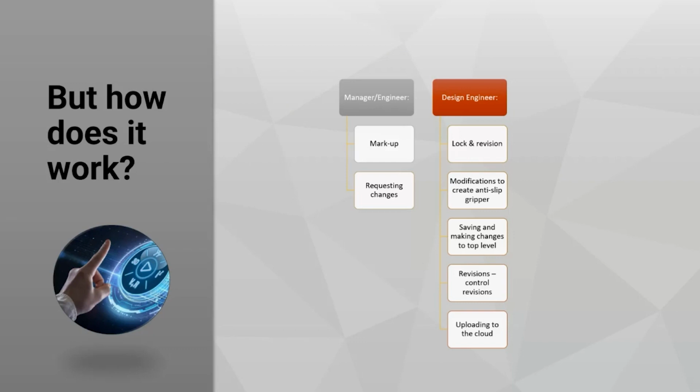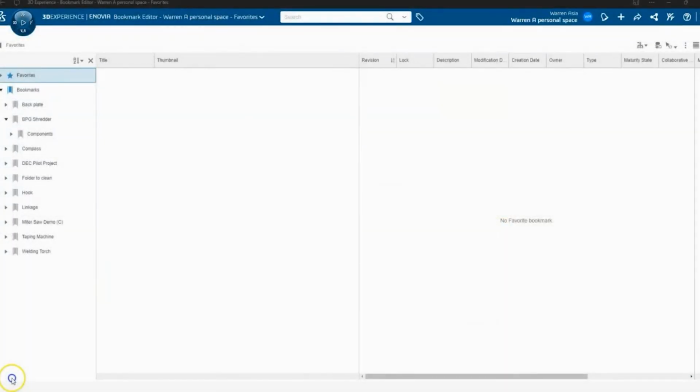So on the platform or the 3DEXPERIENCE SOLIDWORKS, you get these different features that allow you to work inside of SOLIDWORKS, but also on the cloud. So we're going to go through those steps, like for the design engineer, locking and revisioning, modifications to a specific component, which we will work on is the gripper, saving and making changes to top level, revisions and how revision control works, and then also finally uploading to the cloud. So we're going to start the process by going over what the manager/engineer would do.